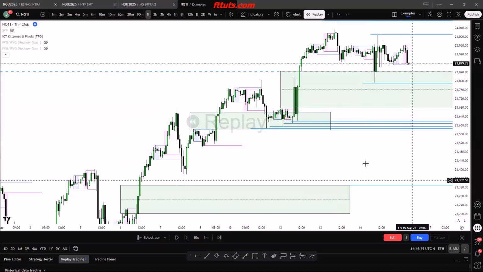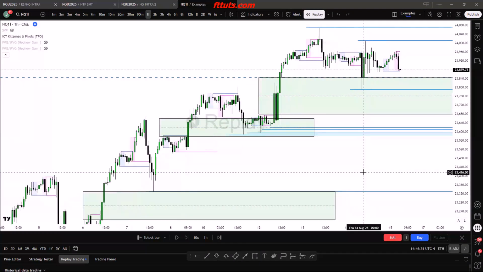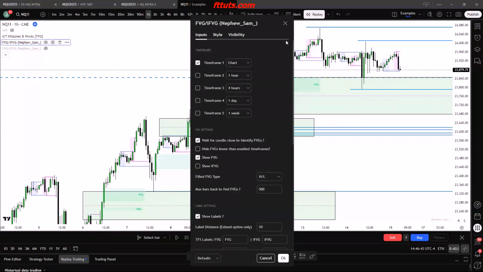Okay. But when I come in the morning, I also want to make sure that my 1 hours are marked. Now, the way I do that is I have the nephew Sam indicator, so that's just going to plot the fair value gaps on there anyway.